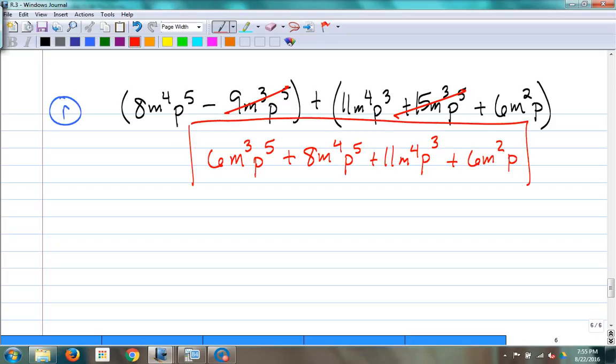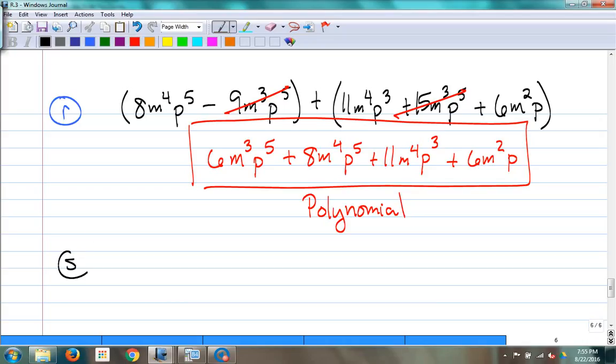Big ugly thing that we would classify as a what? Polynomial, because it's got more than 3 terms. Good job. Polynomial. Okay? So adding, subtracting polynomials. Let's do the hardest one that we've done so far. You may not think it's very hard. I don't know.